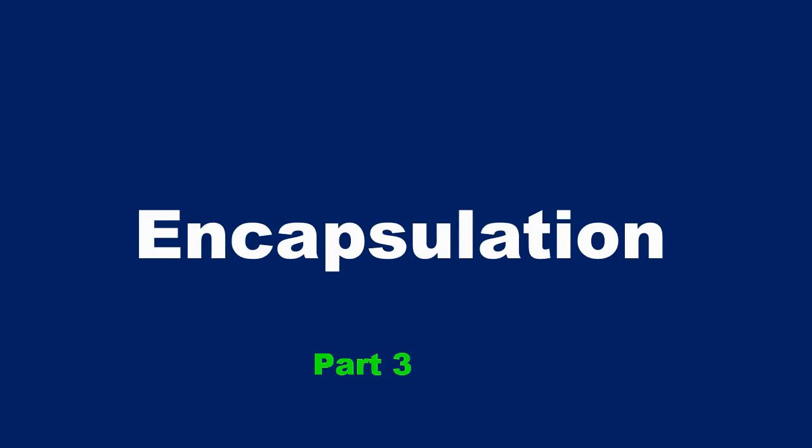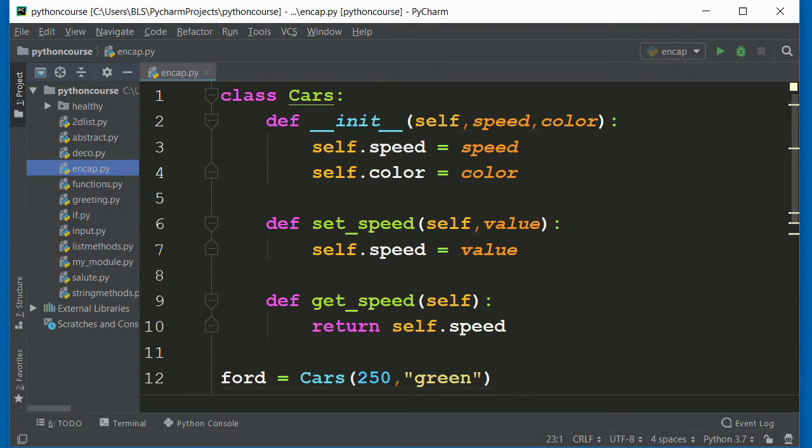Hello and welcome to part 3 of the encapsulation video. In this video, we are going to implement some encapsulation. So far within our class, the methods are all public, so they can be accessed. Also, the variables inside the methods can be accessed from anywhere within this file. So what I want to do now is restrict some of that by enforcing encapsulation.